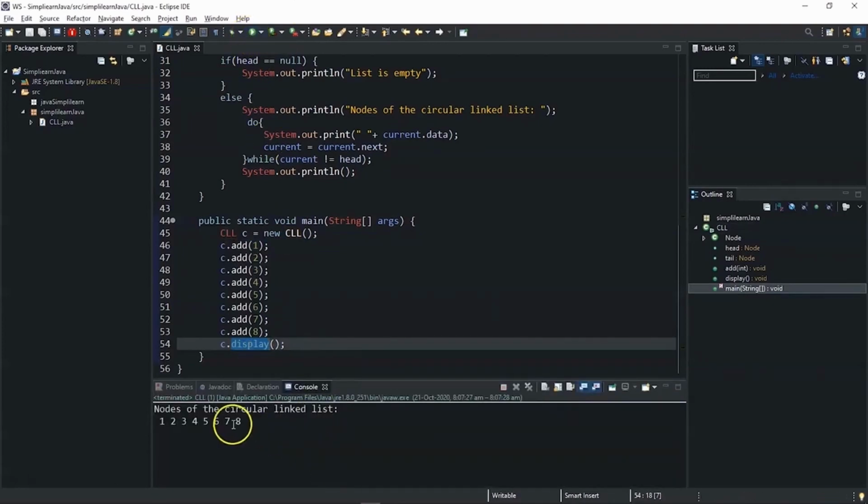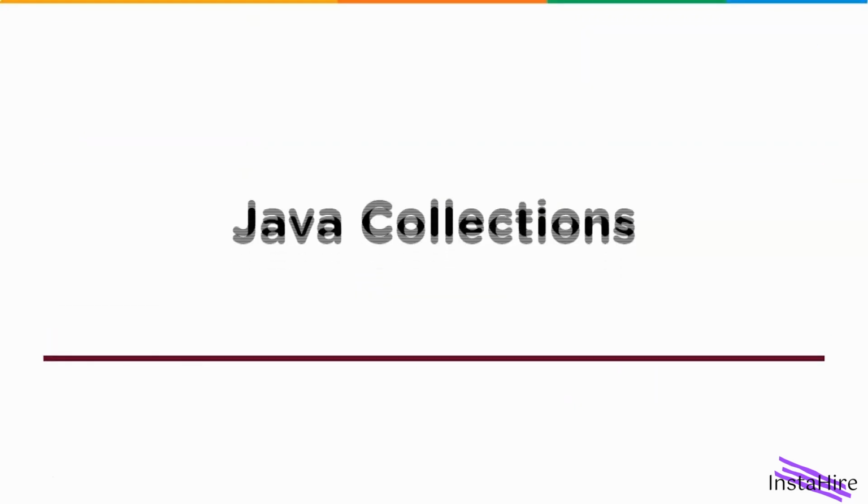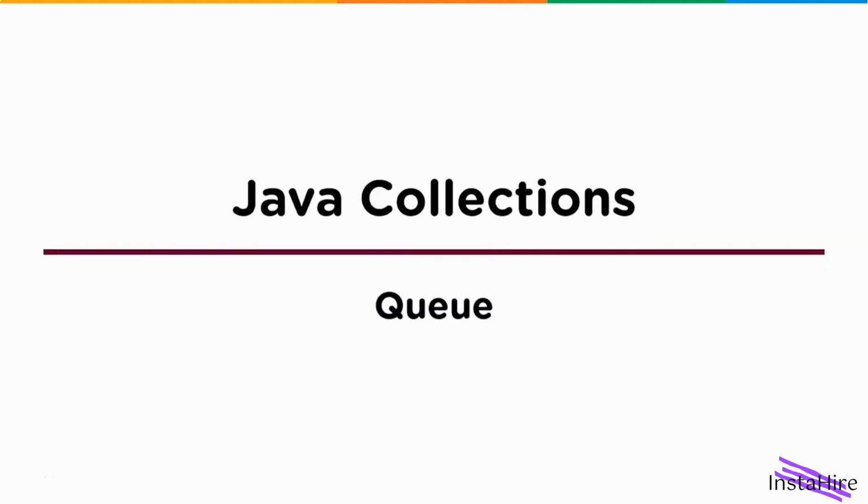There you see the program got successfully executed and the elements in the circular linked list are also printed here. So with this, let's continue with the next type of data structure or Java collection, that is the queue.